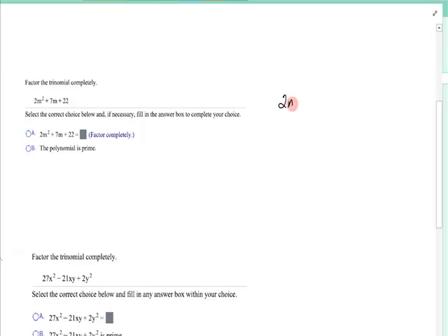I have 2m squared plus 7m plus 22. Look for the GCF. Don't have a GCF. Well, there are 3 terms, so I'll go and try my trial and error. Last sign is plus, middle one is plus, that means plus plus. I know I need an m and an m.